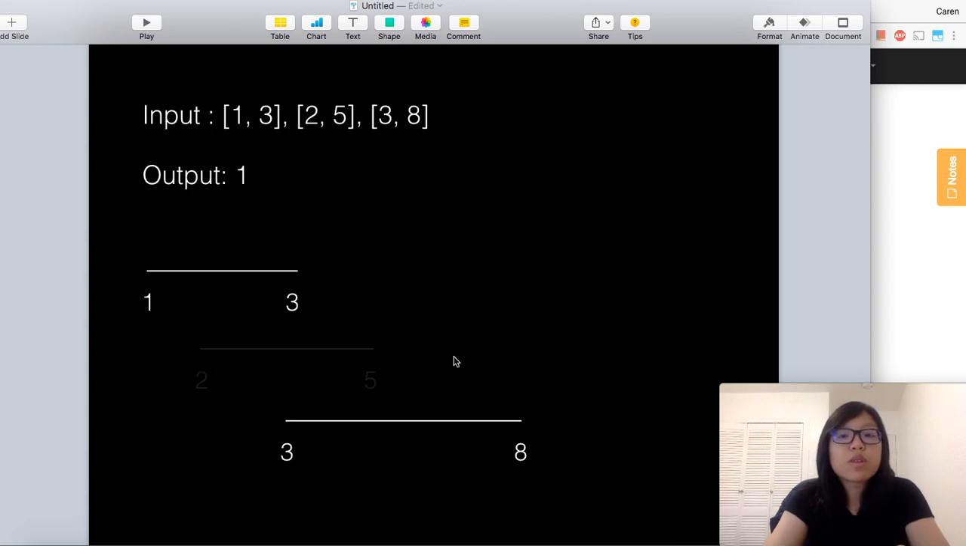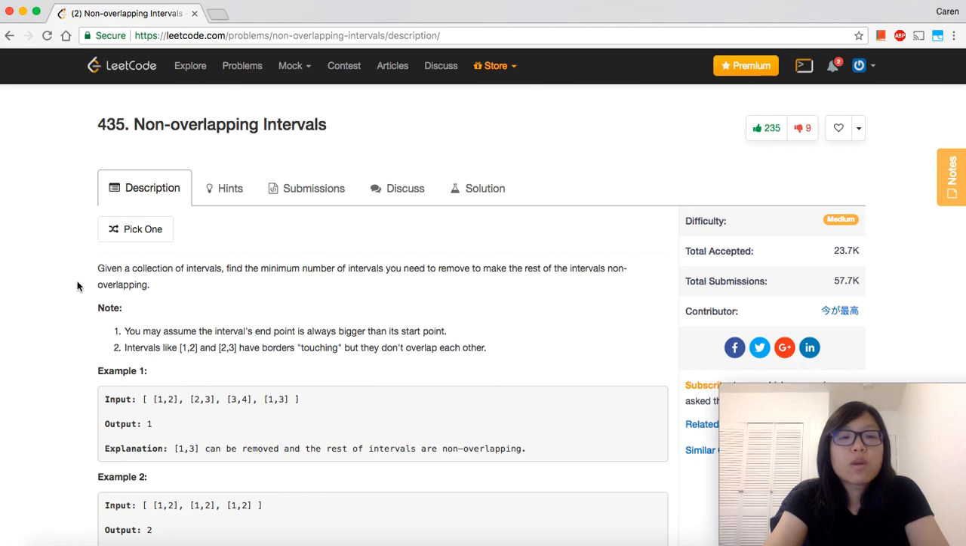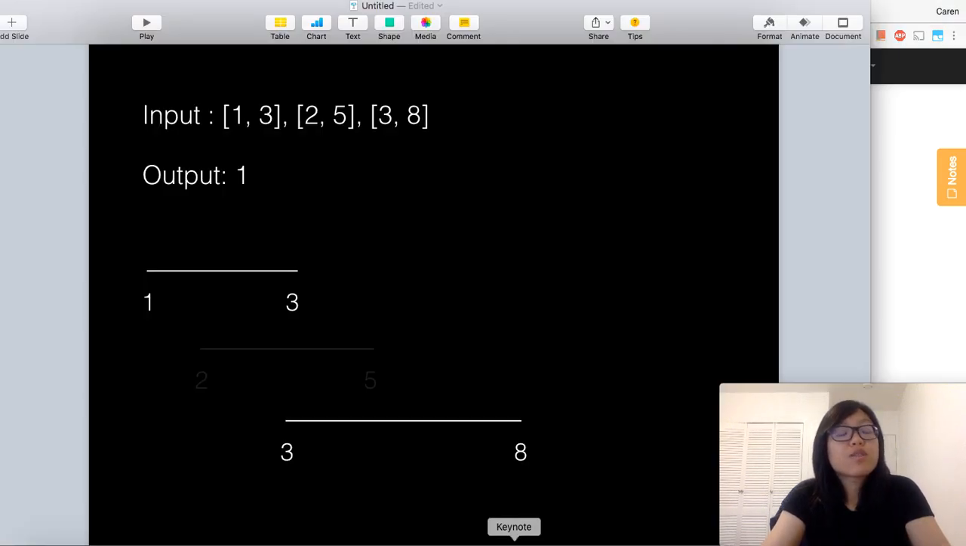But if you remember, the original problem states we want to find the minimum number of intervals to remove. So we can't just optimize on removing as many intervals as we want when we see something that overlaps. We want to remove the minimum number of intervals. If we didn't have that constraint, we could really just remove all the intervals except 1, and that would always be non-overlapping, right? That would make the question a little bit easier. With the constraint where we want to always remove the minimum number of intervals, this makes the question a little bit harder.